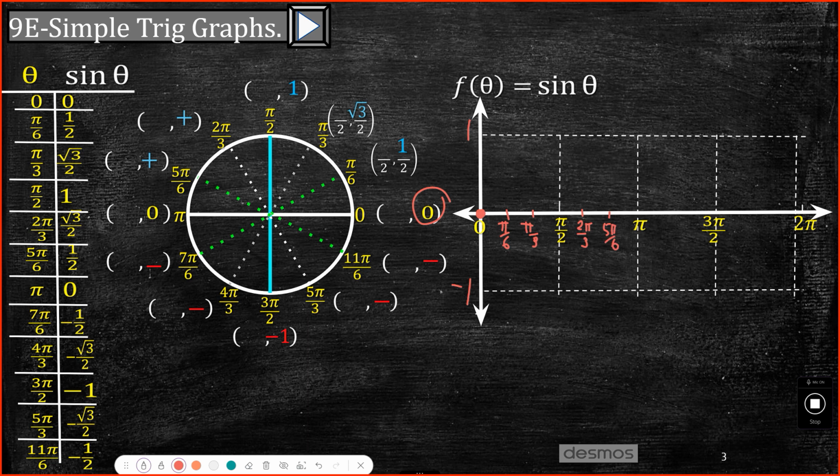Pi, then 7 pi by 6. Cut it into 3 pieces. 7 pi by 6, 4 pi by 3. 3 pi by 2 is going to be there. And then 5 pi by 3, 3 pieces, and 11 pi by 6.